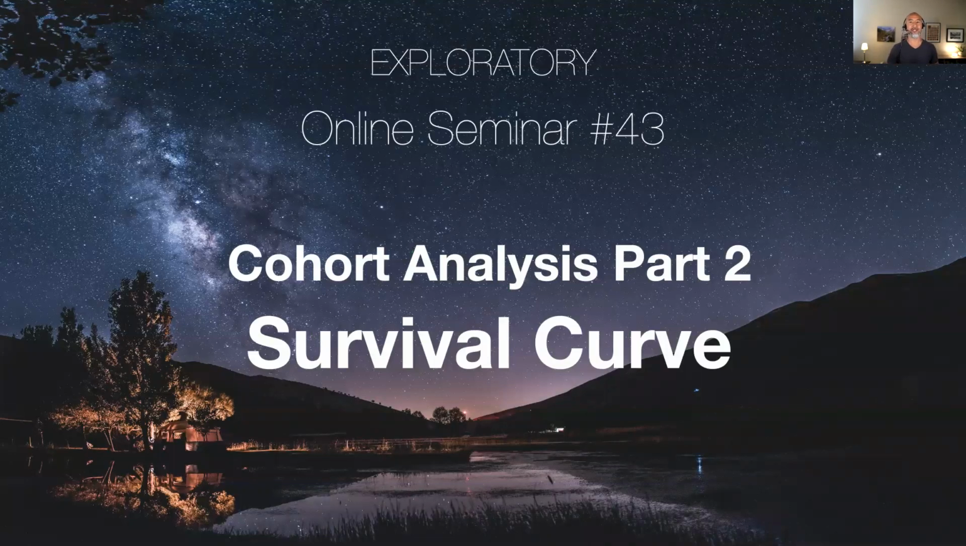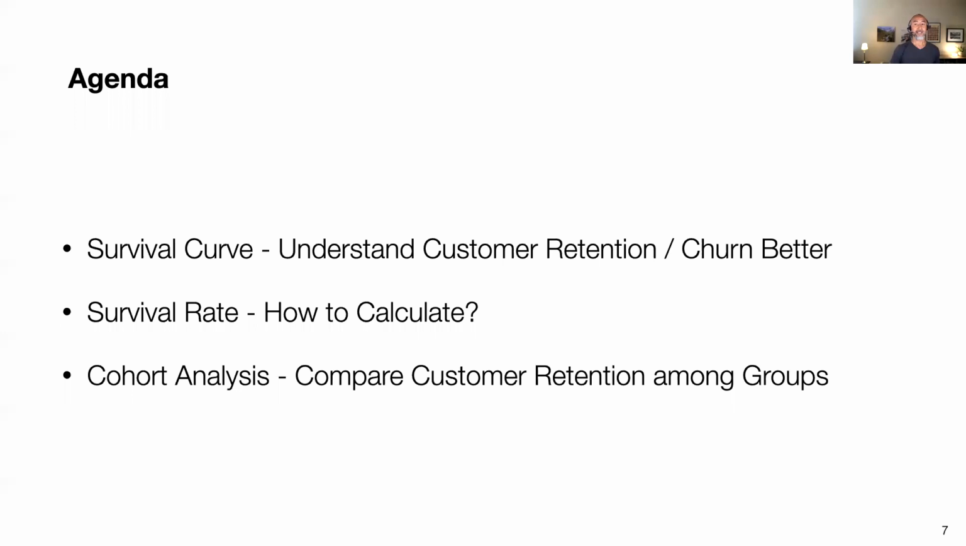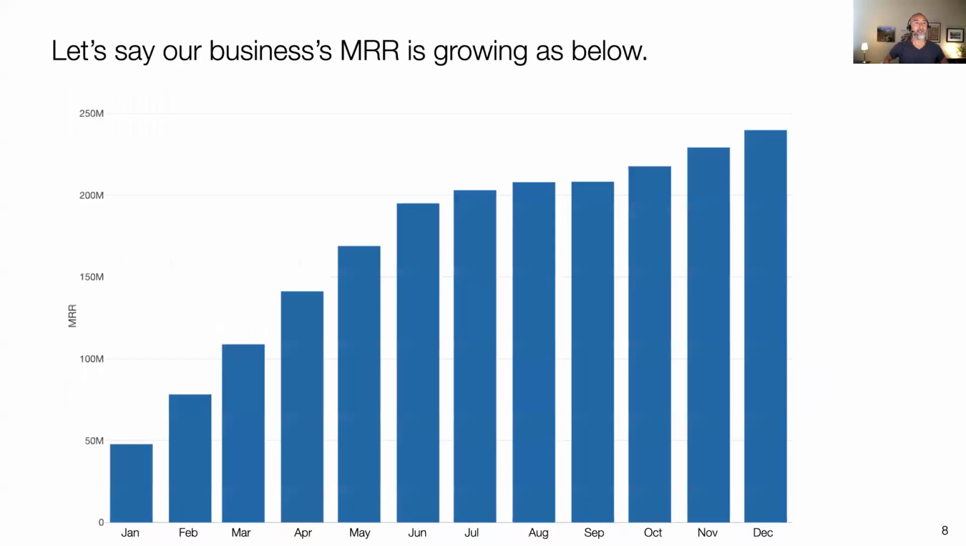Exploratory online seminar number 43, cohort analysis part 2. This is a survival curve, but what we want to do is focus on the retention and the churn. Those are the two most important things for any SaaS, software as a service, or subscription business. So we have these three topics. Let's get started.